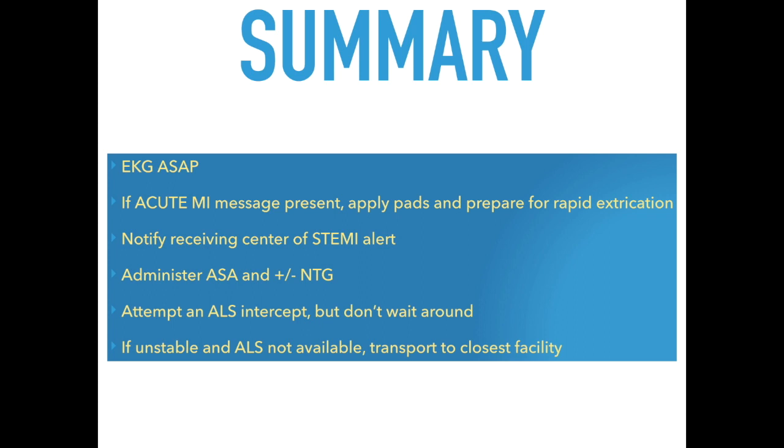So in summary, obtain an EKG as soon as possible. If you get the acute MI message, apply pads and rapidly extricate the patient. You'll immediately notify the receiving center of a STEMI alert, administer aspirin, plus or minus nitro, depending on the blood pressure and depending on whether or not the patient's prescribed it. If you're a BLS provider, you can request ALS intercept, but you don't want to wait around too long. If the patient's unstable and ALS is not available, then transport to the closest facility and they will figure it out from there.